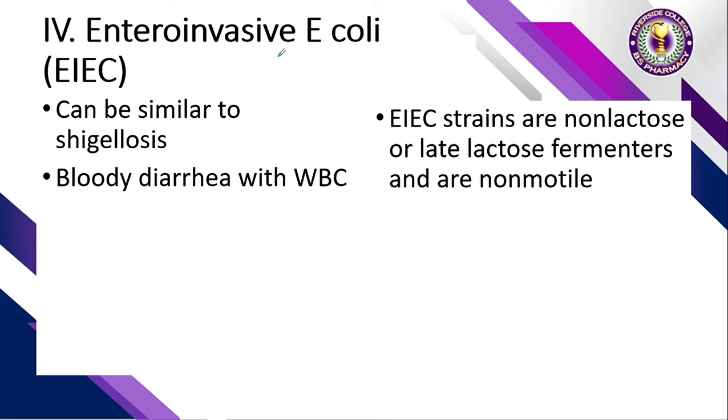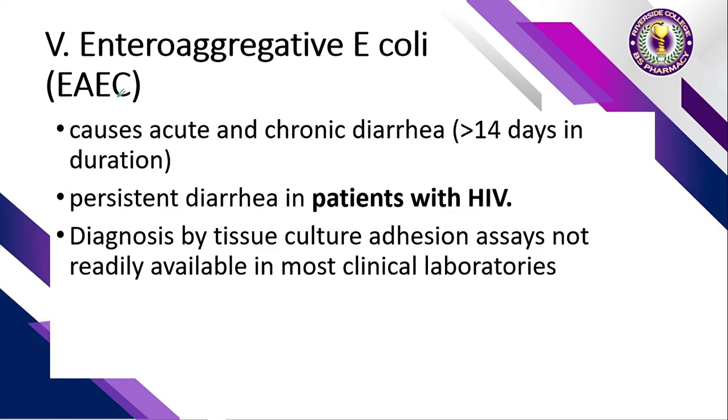Then we have our EIEC, the enteroinvasive E. coli, similar to shigellosis, my bloody diarrhea with white blood cell. They are non-lactose fermenters or late lactose fermenters and are non-motile. So EIEC is less common. And then the EAEC, so cause acute and chronic diarrhea more than 14 days in duration, causes persistent diarrhea in patient with HIV. The EAEC is usually ang i-target na niya si patient, immunocompromised patient. So, diagnosis by tissue culture adhesion, tissue culture adhesion lang. So, that's it. Enteroaggregative for those with immunocompromised patient.